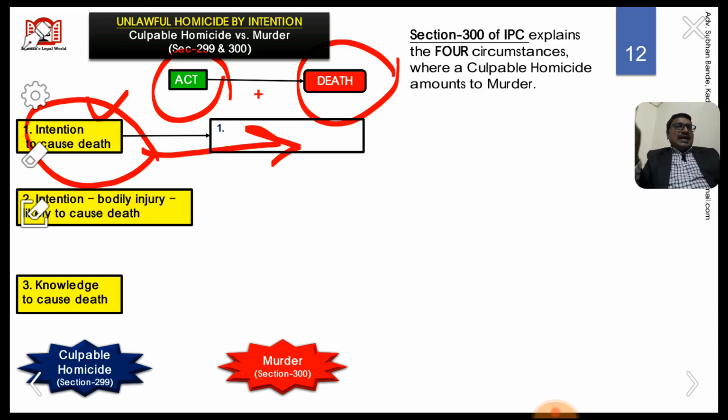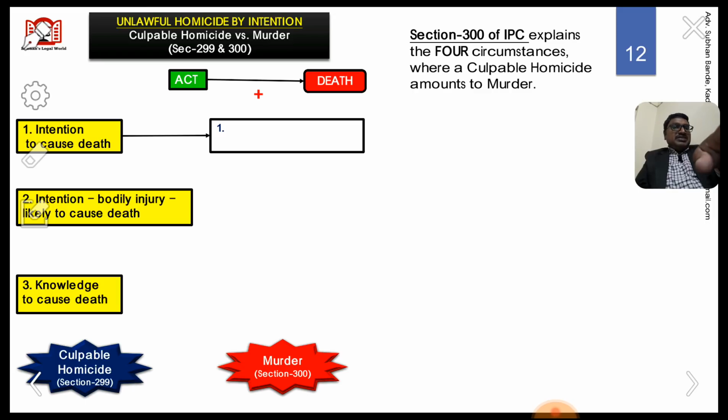Hence, I kept an empty box. There must be some act done by the accused. Such act must result in the death of the other human being. At the time of doing such act, the accused has intention to cause the death of the another human being. It amounts to murder. On the basis of this structure, we can easily understand that the first essential ingredient in culpable homicide is itself the first essential ingredient in murder.